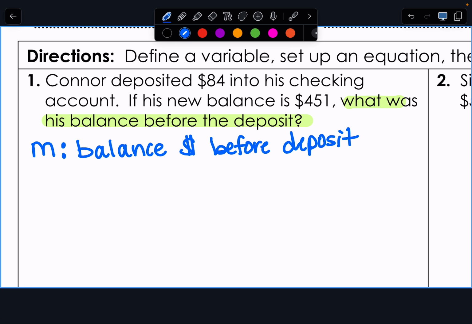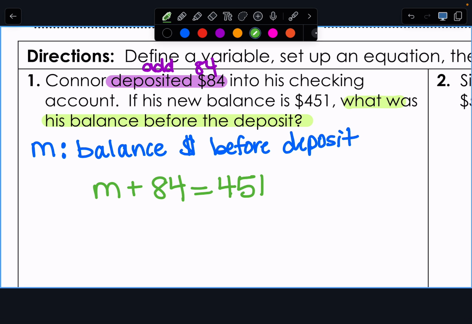So deposit means we're adding $84. Okay? So Connor has M dollars and then he deposits 84. And so now he has 451.